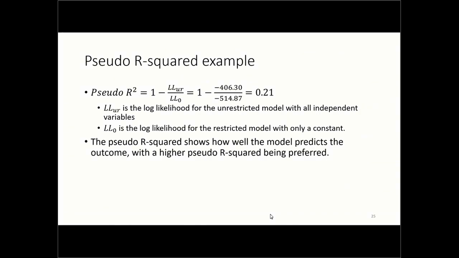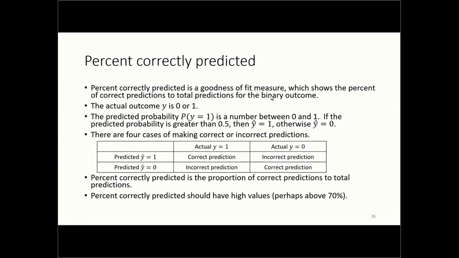So now in our particular example, the pseudo R-squared would be equal to 1 minus the log likelihood for the unrestricted model versus the log likelihood for the restricted model with only a constant. So if you only have a constant and no independent variables, this is what the log likelihood value is. And here, when we added independent variables and started maximizing this likelihood, we got to minus 406.30. And so you see how we started from this value and we maximized it to this value. And basically that's when we have 0.21 as far as pseudo R-squared. So this pseudo R-squared shows how well the model predicts the outcome. And again, a higher pseudo R-squared is preferred.